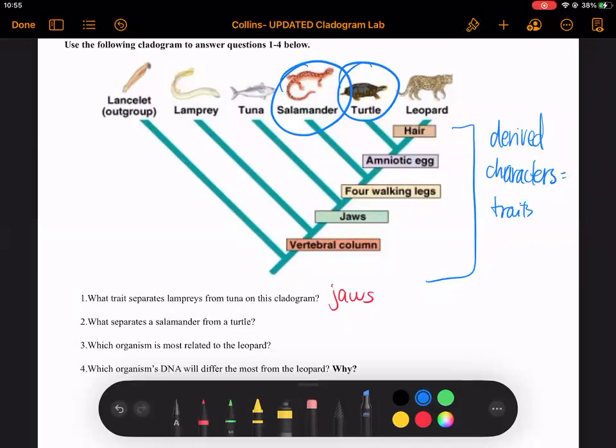All right, I'm gonna come back to Evelyn. Let me bounce over to Becky. What'd you get for number 2? An amniotic egg. Perfect, and why'd you choose that? Because it's in between the salamander and the turtle. Exactly, right? So that means that the turtles have amniotic eggs, but the salamanders do not.